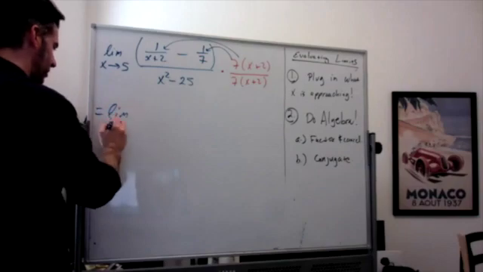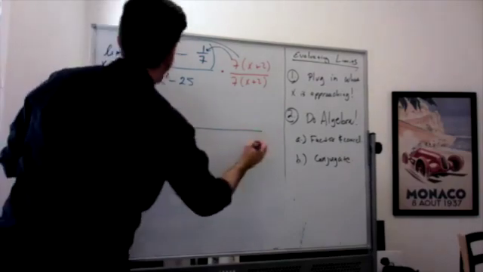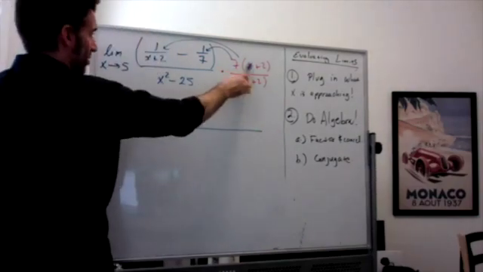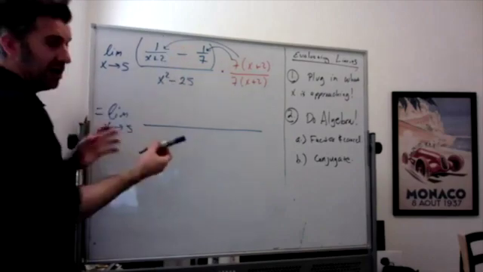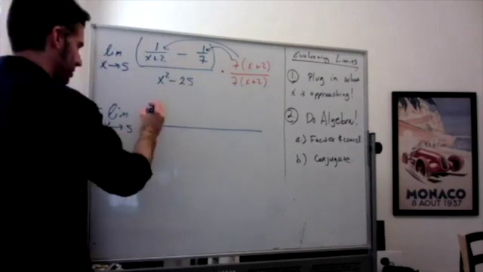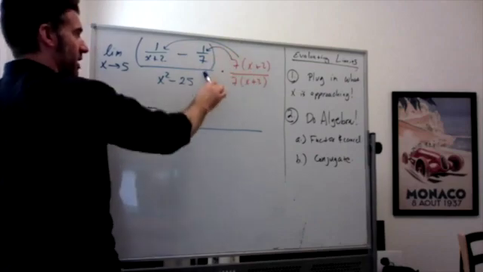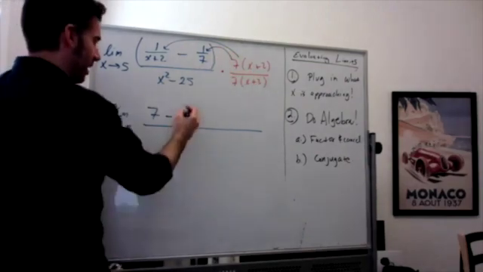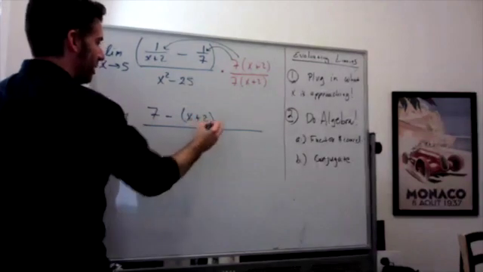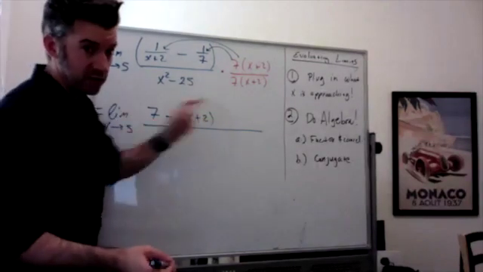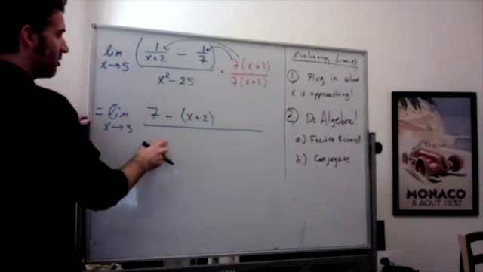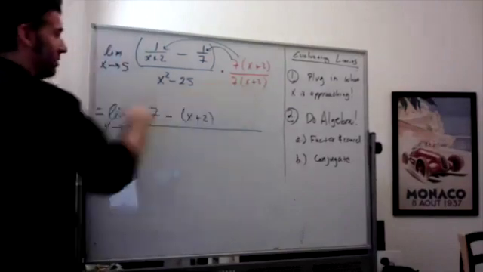The limit as x approaches 5 of, so 7 times x plus 2 times 1 over x plus 2, the x plus 2's cancel, and we get a 7, minus 7 times x plus 2 times 1/7, the 7's cancel, and we get an x plus 2. Now be careful, it has to be minus all of x plus 2. The denominator, I don't want to multiply this out, right?